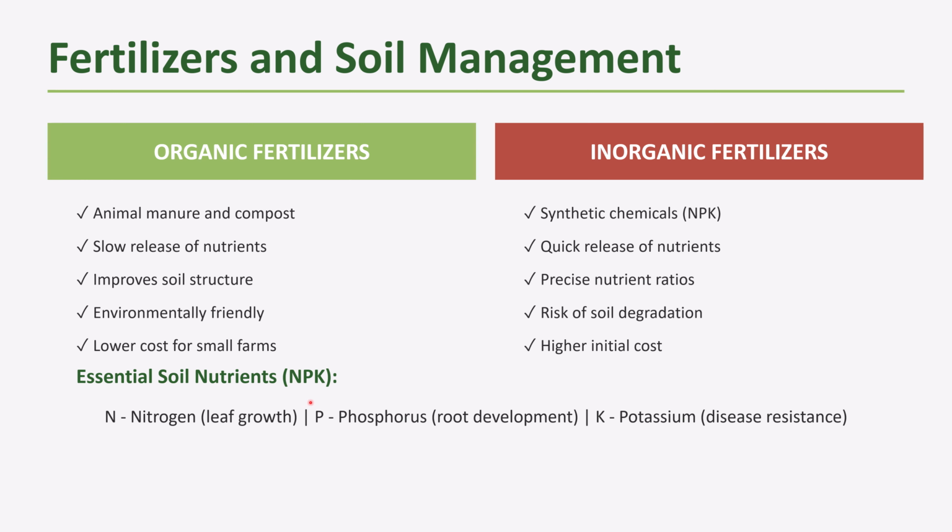Essential soil nutrients, NPK: nitrogen for leaf growth, phosphorus for root development, potassium for disease resistance. As we look back at our goals for sustainable agriculture, we have to ask, how can we use these tools to maximize production without damaging the biological health of the soil?